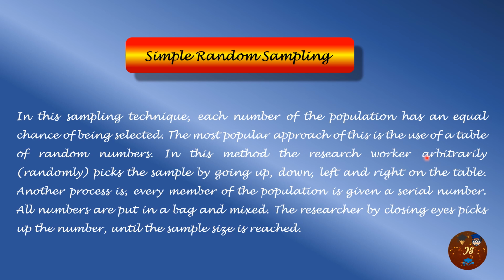This is the way how simple random sampling is done, and for that reason it has been written here that each member of the population has an equal chance of being selected. That means if the research worker picks up the serial number 45, then the person with the serial number 45 had the chance to be picked up or to be included as the sample. So this is considered to be the most authentic one.